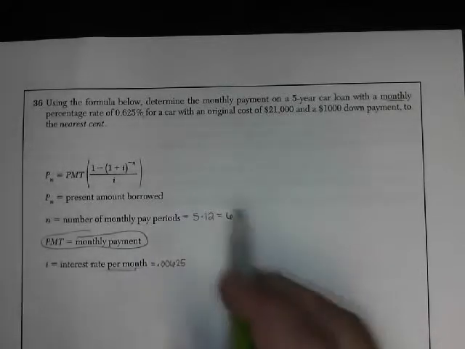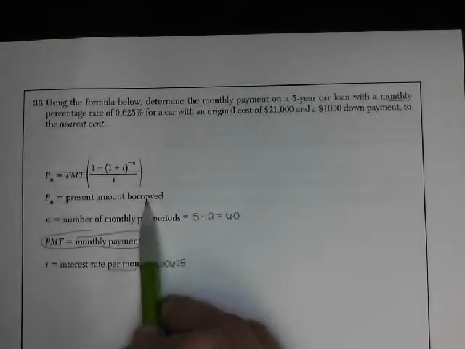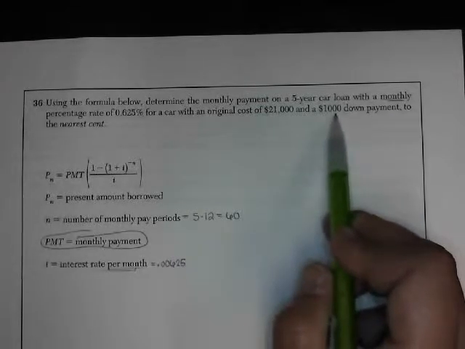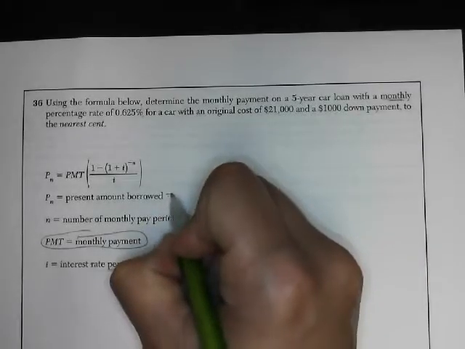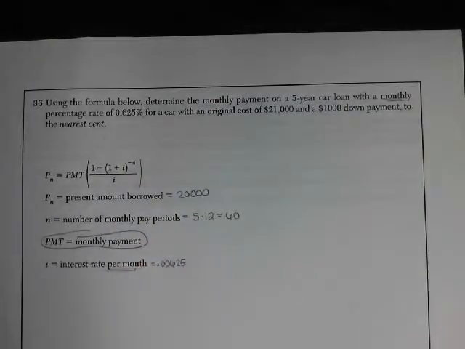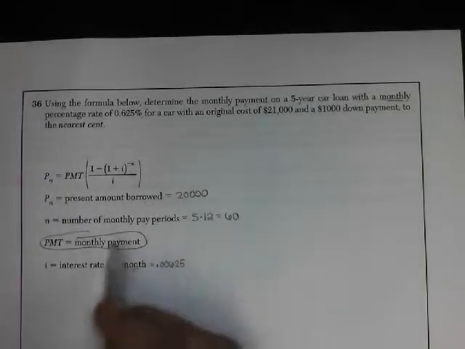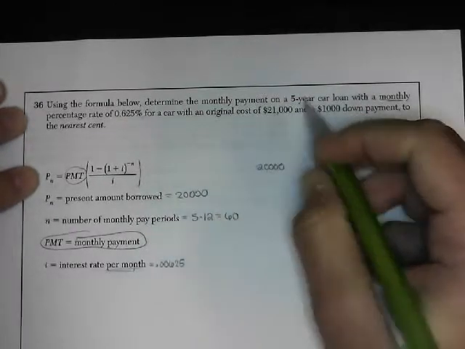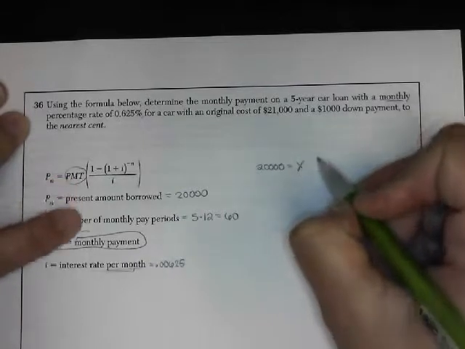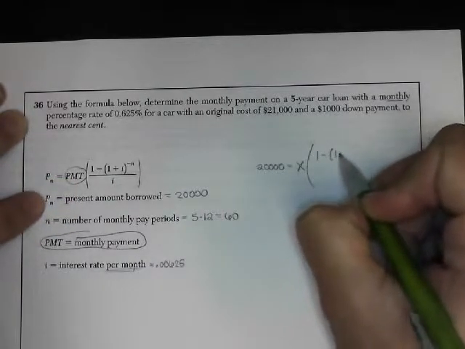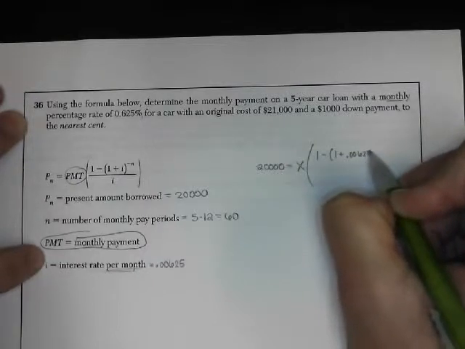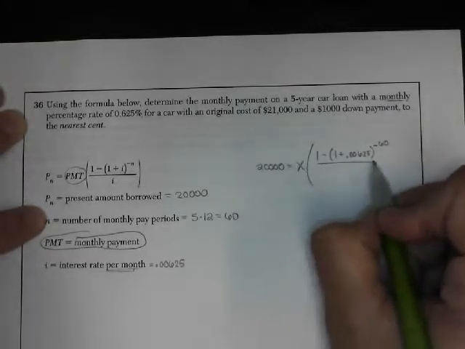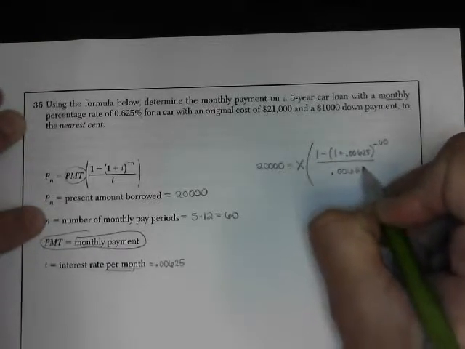And for a car with an original cost of $21,000, that's not what you borrowed though. The original cost was $21,000, and you already paid the down payment of $1,000. So you're actually only borrowing $20,000. And we want to determine this to the nearest cent. So we're looking for PMT. So we would plug in a PV of 20,000 equals, I'm going to leave this PMT as X, times 1 minus (1 plus 0.00625) to the negative 60th power, over 0.00625.